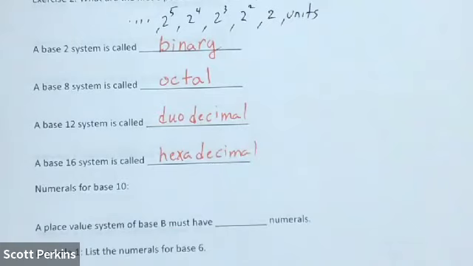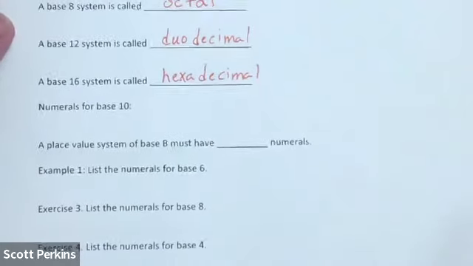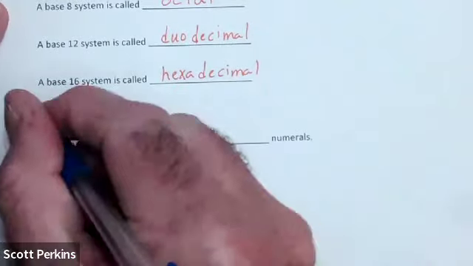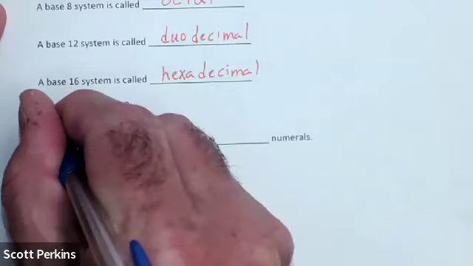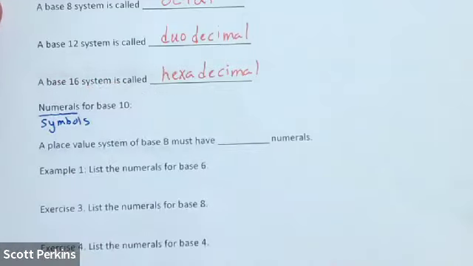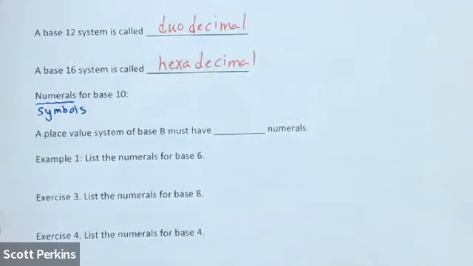Okay, so now here's where we get important again. What are our numerals for base 10? Remember, numerals, that word means what are the symbols we use for base 10? You're familiar with these. We've used them today. You use them everywhere. What are those symbols? You're close. I'll give you the 1 through 9, but not the 10. That's something different. But you're right. We do need the 0.